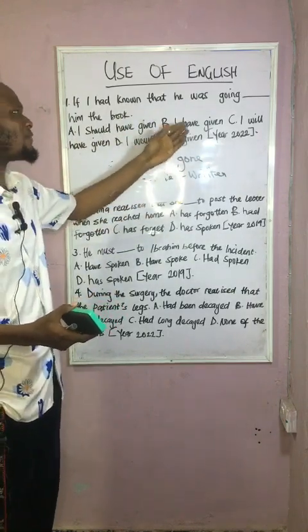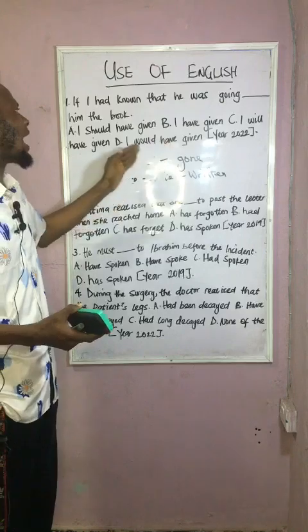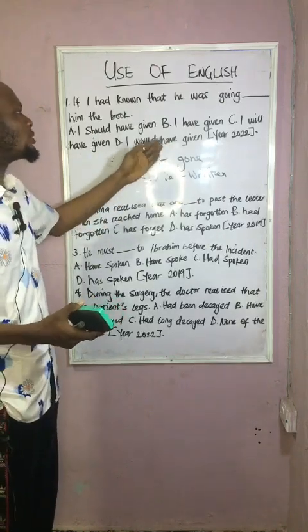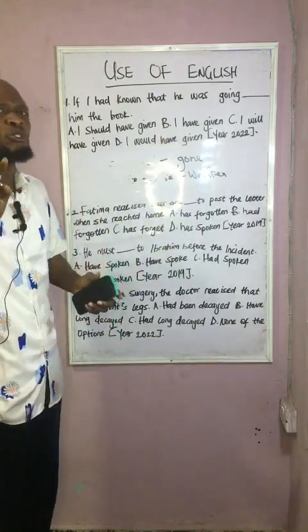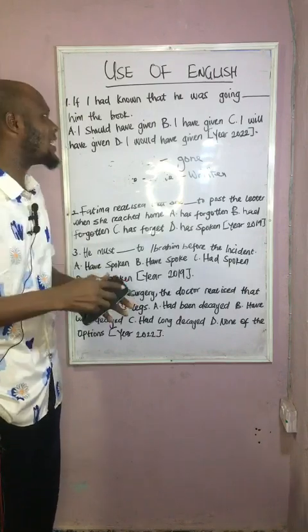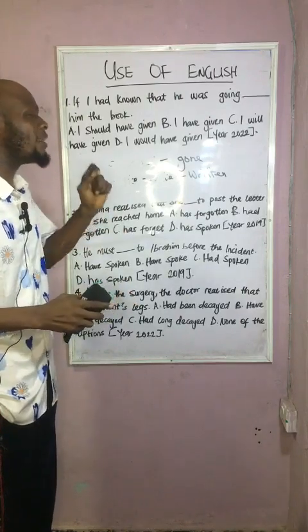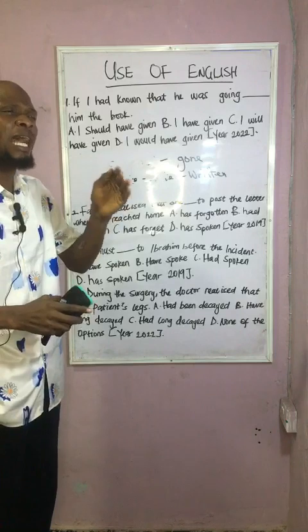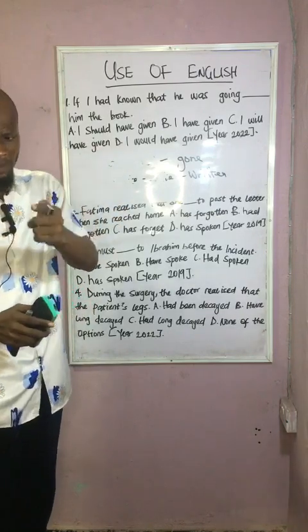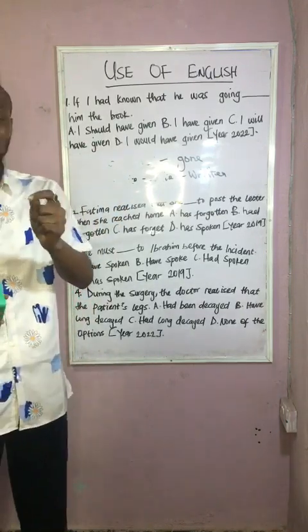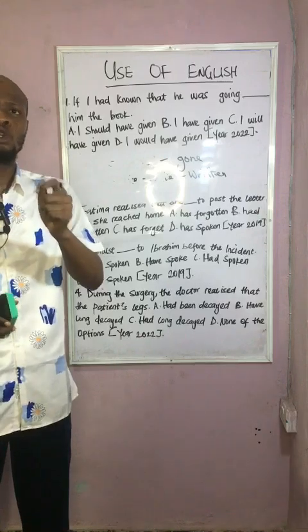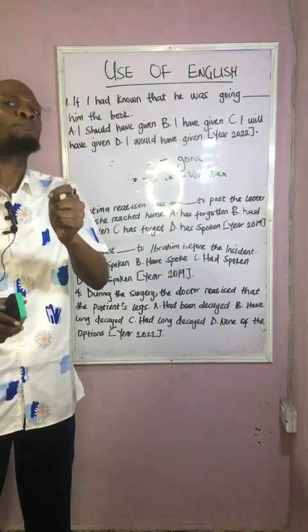B, we have I have given. C, I will have given. D, I would have given. Going by the rules that we looked at, if has, have and had should be used in a sentence, it should be used with a past participle verb.